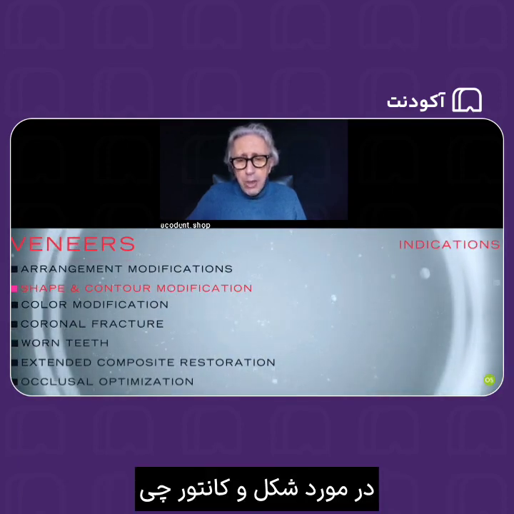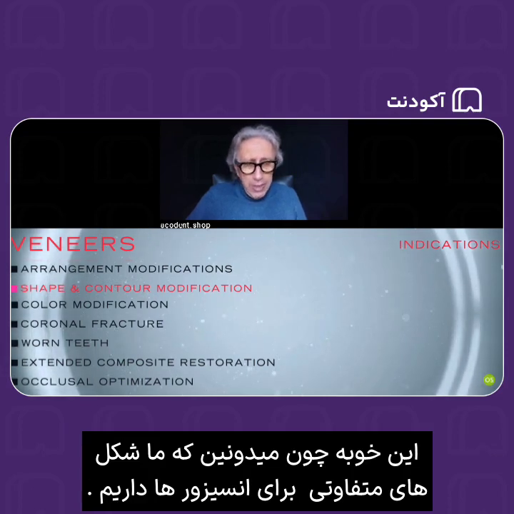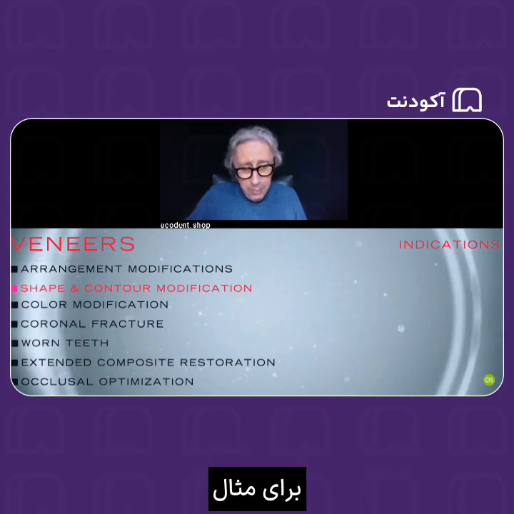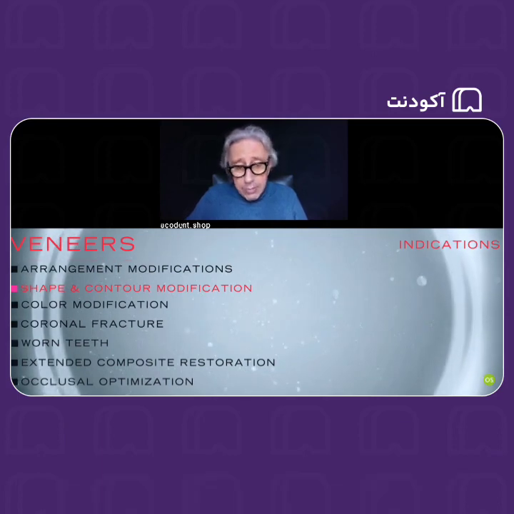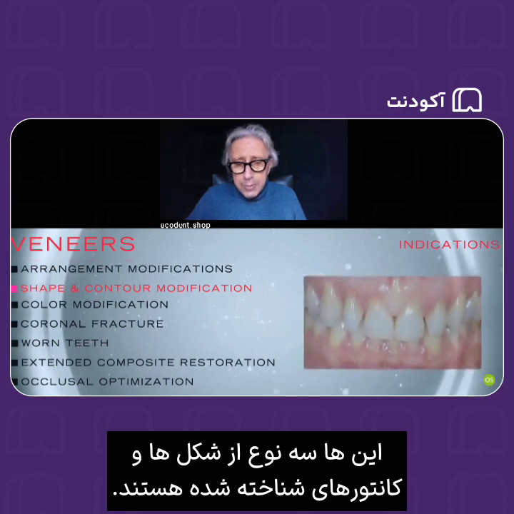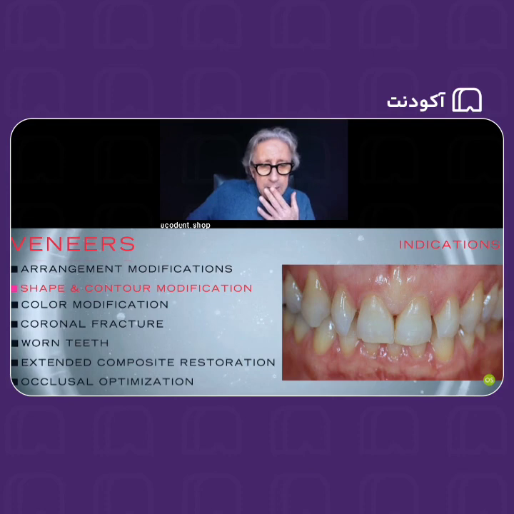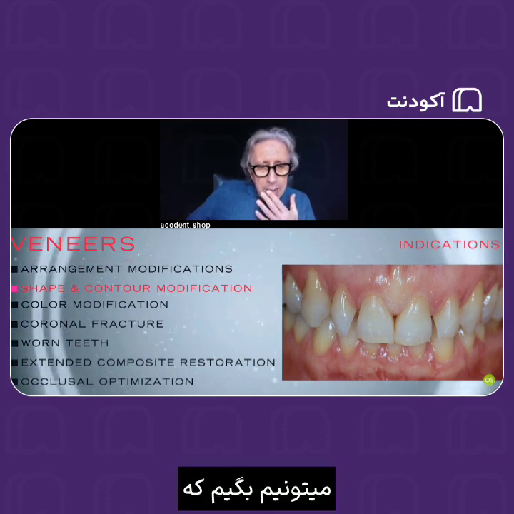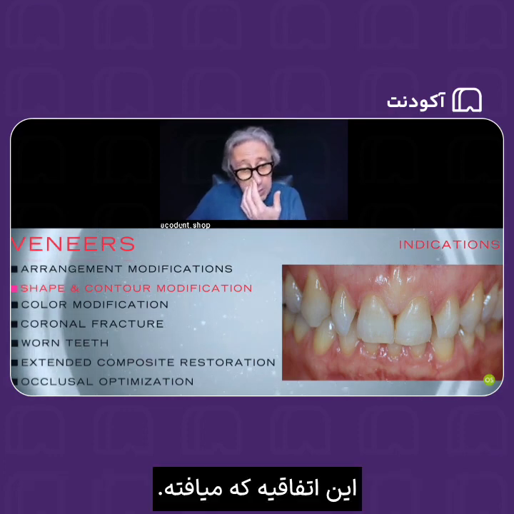What about shape and contour? That's nice because, as you know, we have many different kinds of shape of the central incisor. For example, we have square, ovoid, triangular. Those are three of the best-known contours and shapes, but sometimes you want to modify. We can say we have a cuspid or canine, and that is what happened.